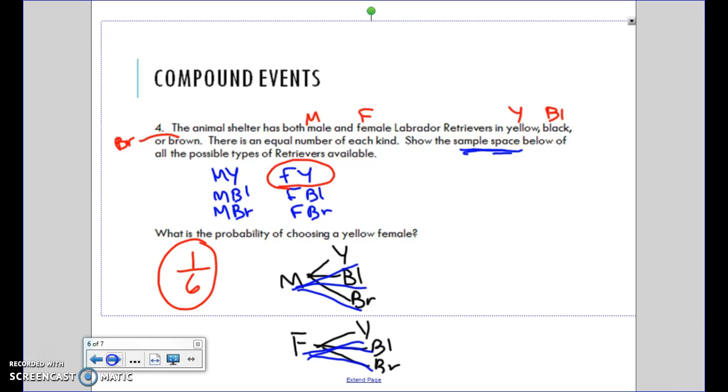So this is a compound event. It's when there are multiple combinations of things happening. And so hopefully at the end of this video, you'll be able to make a tree diagram and write the sample space from the tree diagram, as well as know that probability is what you want to happen compared to all the things that could happen. And that's it for today.